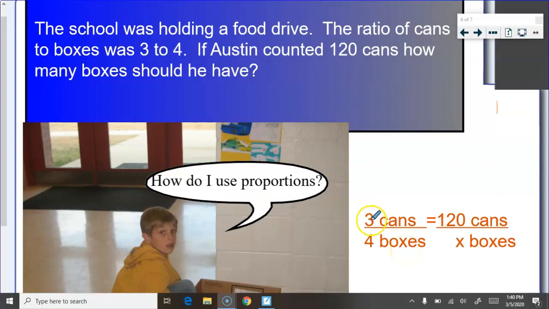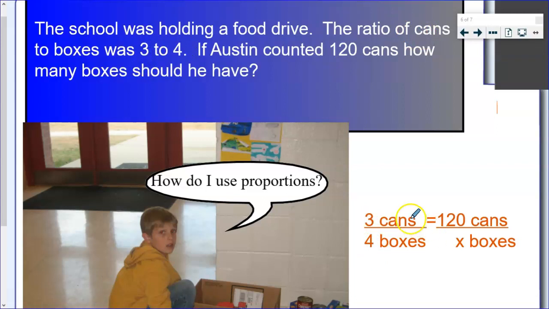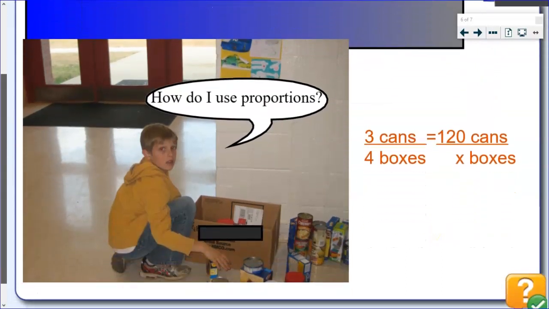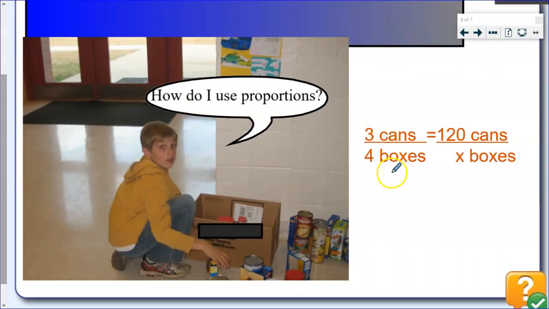So here we have 3 cans, 4 boxes, right? Cans here was 3, 4, that was our ratio. And we know that there's 120 cans. We need to find out how many boxes. So if you were to write this without the words, okay, you've got 3 over 4 equals 120 over x, and you don't have to write it with these words. I would get away from that. This is just to show how this problem works.